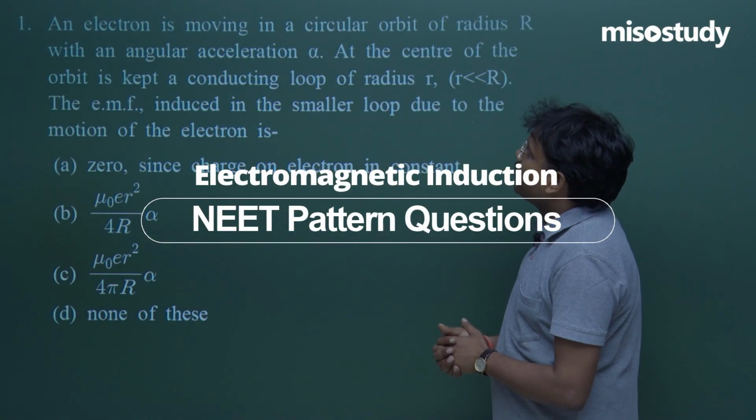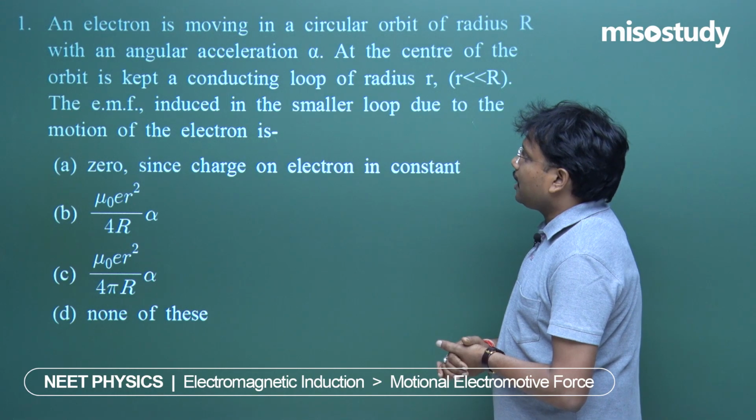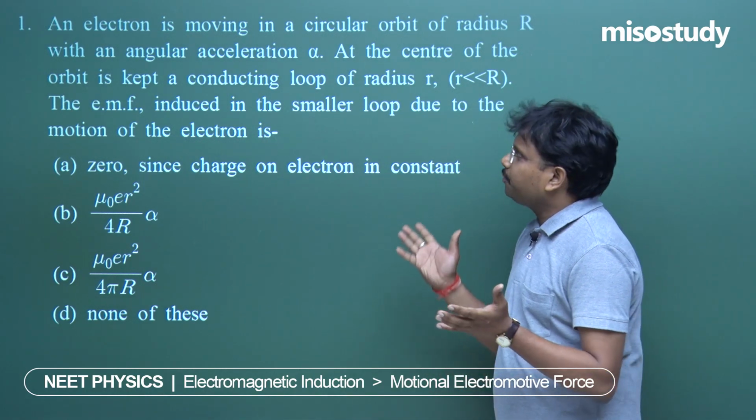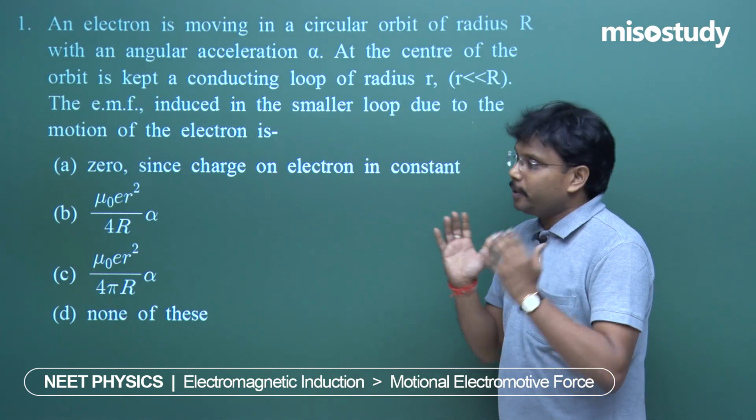An electron is moving in a circular orbit of radius capital R with an angular acceleration alpha. I hope the first line itself gives you clarity of the diagram or the situation.